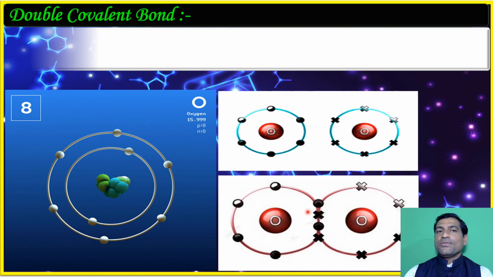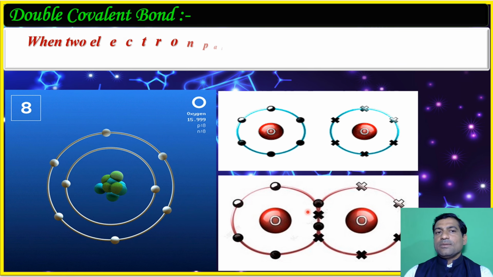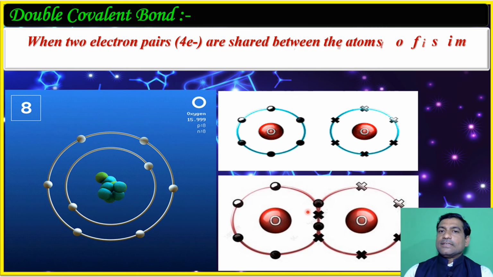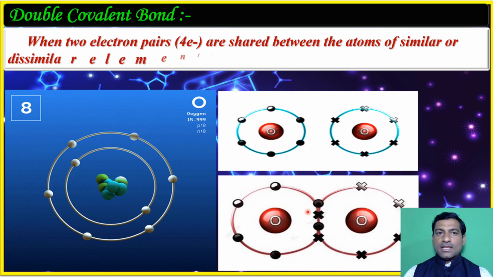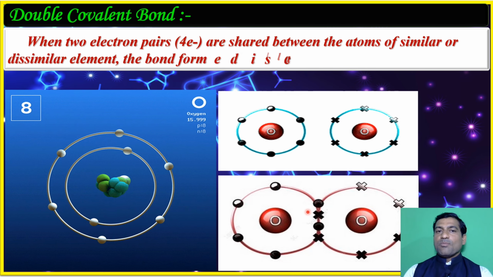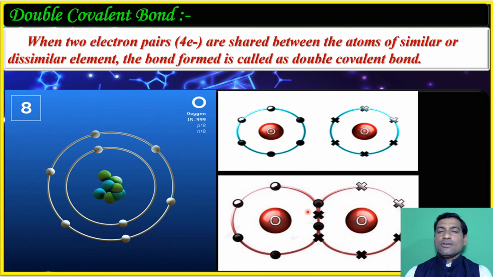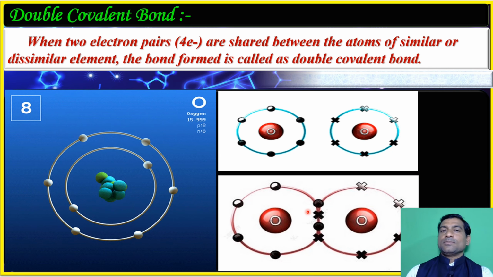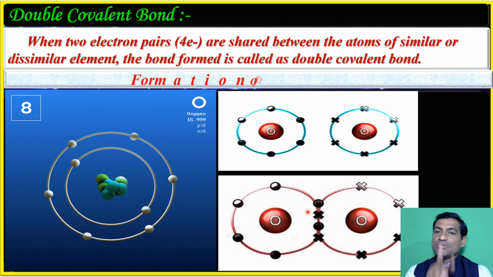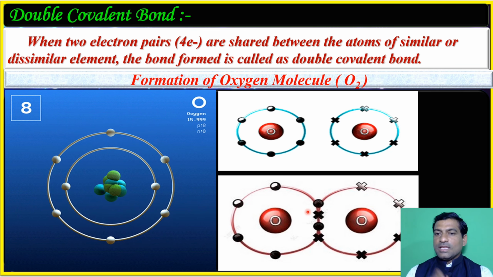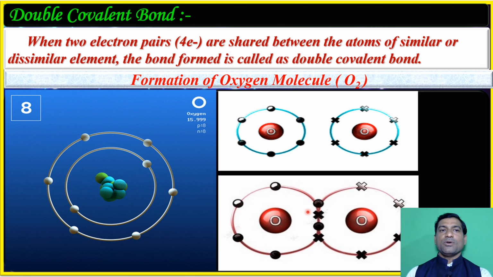Next, double covalent bond. What is the double covalent bond? When two electron pairs, that is 4 electrons, are shared between the atoms of similar or dissimilar elements, the bond formed is called a double covalent bond. Means there is a sharing of electrons between two atoms, but each atom shares 2 electrons, so 4 electrons are shared between the two atoms, forming a double bond compound. That bond is called a double covalent bond.